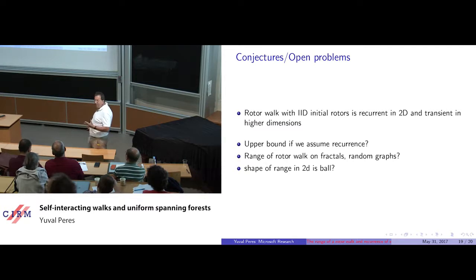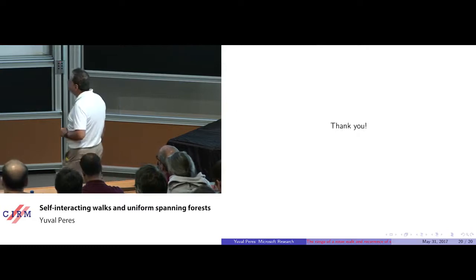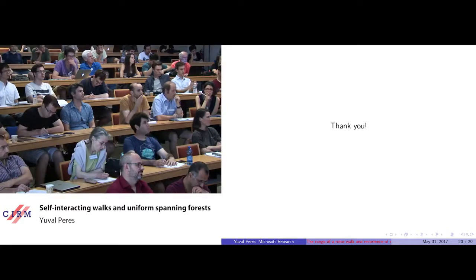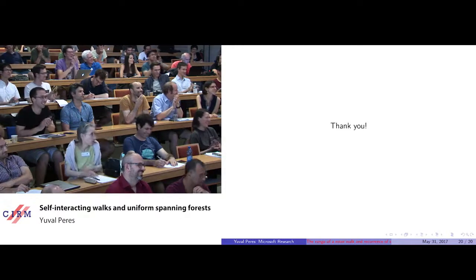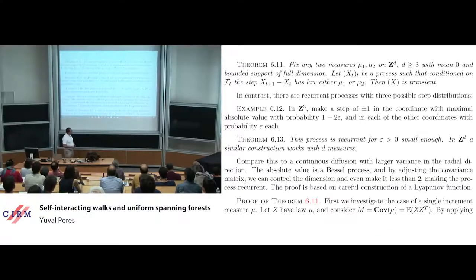There's a lot of other lattices and fractal constructions where maybe one can analyze the range of the rotor walk. And is the asymptotic shape in 2D actually a ball or not? This we don't know. Okay, so that's the end of the first part. It was a little longer, so I'll have to balance.